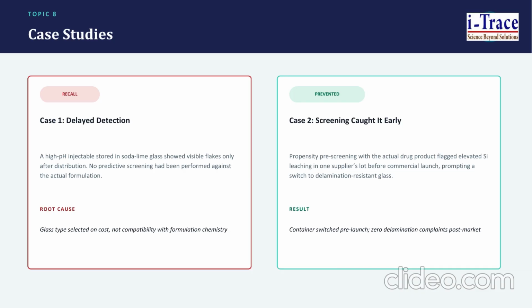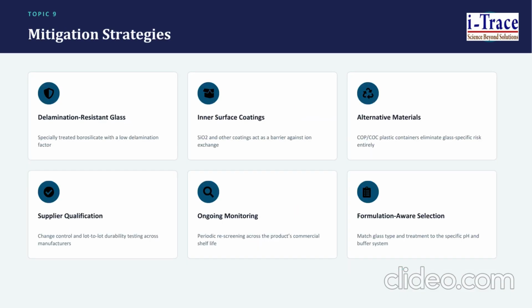Case 2 tells a very different story. A team ran propensity pre-screening using the actual drug product before commercial launch, and it flagged elevated silicon leaching in one supplier's lot. That early signal prompted a switch to delamination-resistant glass before a single unit reached a patient. The result: the container was switched pre-launch, and there have been 0 delamination complaints post-market. Same underlying risk, completely different outcome. The only difference was whether screening happened before or after launch.